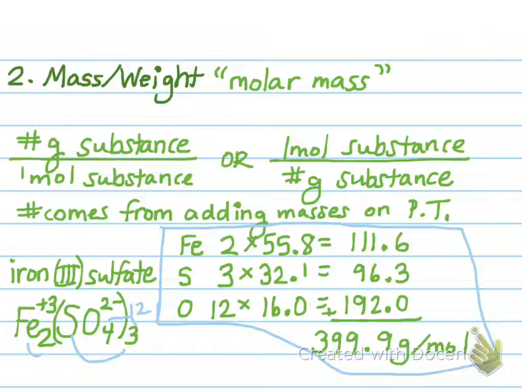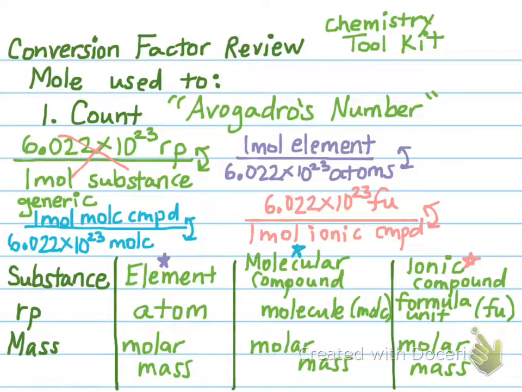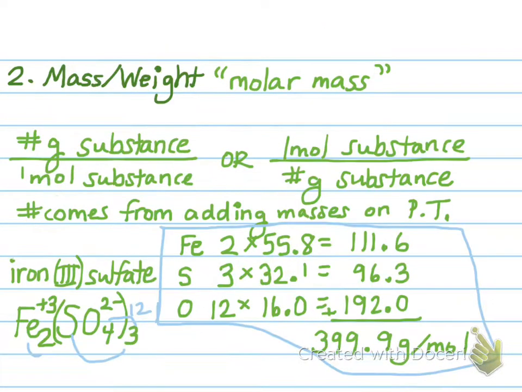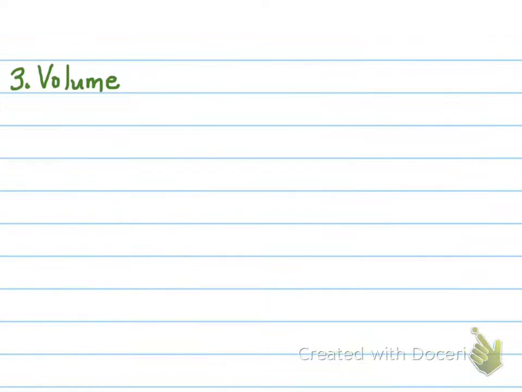So, again, we can use our mole to talk about a count. It can be used for counting. And for counting, our conversion factors are going to include Avogadro's number. We can use our mole for mass or weight. When we use our mole for mass or weight, we're going to use molar mass as our conversion factor. Our last way that we can use the mole is for volume. And again, when we use our mole for volume, we're going to be talking about molar volume.